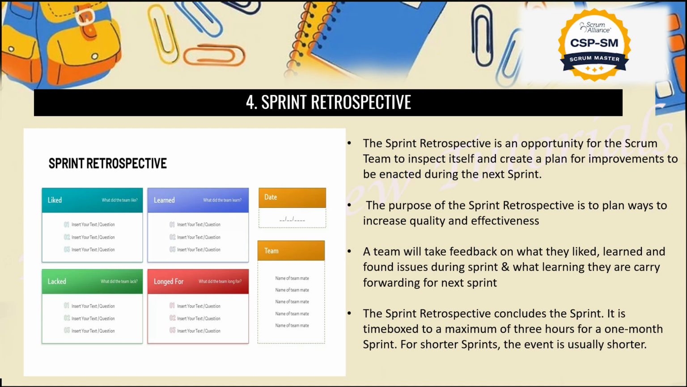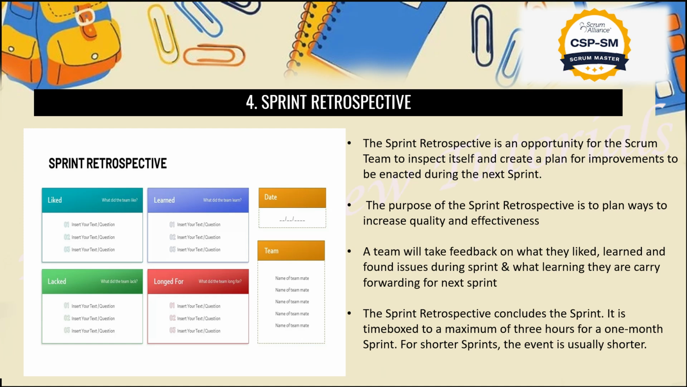A team will take feedback and discuss it. They will take all the good outputs, and whatever negativity or issues they have identified, they will remove that, so that they can carry forward the next sprint very accurately. And the retrospective concludes the sprint.